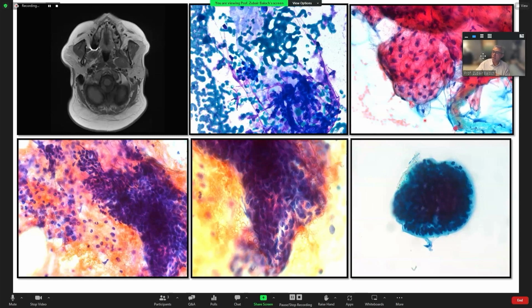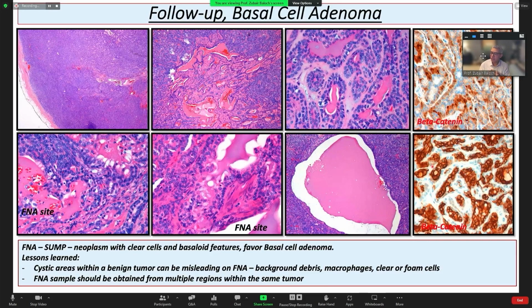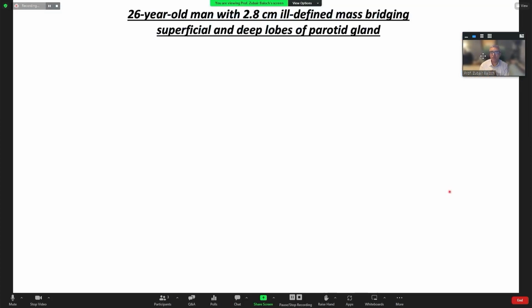These tumors can also have clear cells in them because they can turn cystic and can have sebaceous type differentiation. But I want to point out, notice that beautiful membranous type material here. As I said, these tumors can be cystic and sometimes can mimic other tumors or can have clear cells or sebaceous type differentiation. They are beta-catenin positive, so if you get them on ThinPrep or if you have a good cell block, doing the stain really is helpful.